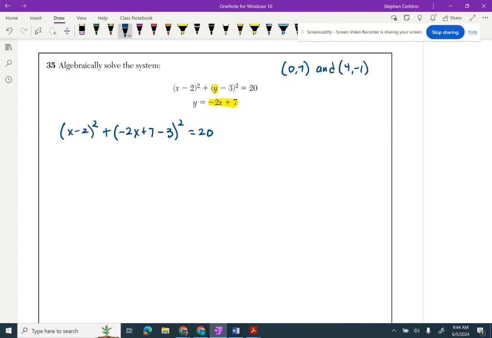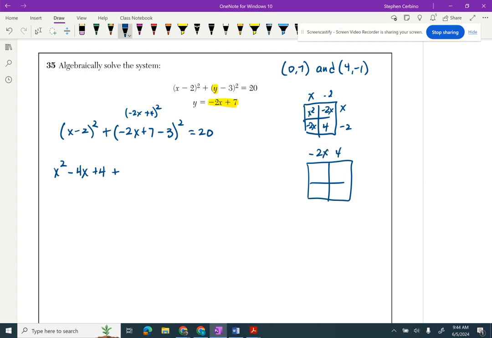So the first thing we're going to do here is multiply out x minus 2 times itself, which is going to give us x squared minus 2x and minus 2x and positive 4. So we get x squared minus 4x plus 4 plus. This we can clean up a little bit. That's going to become (negative 2x plus 4) squared. So I got to multiply that to itself.